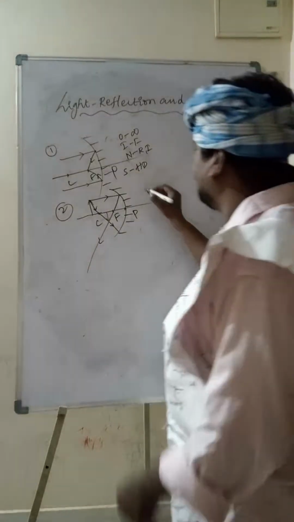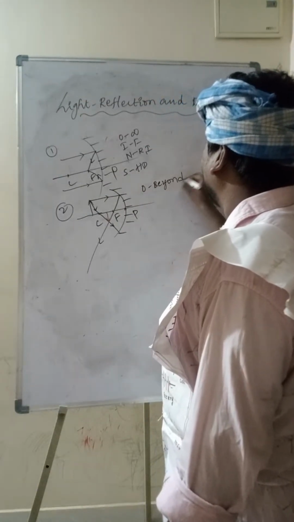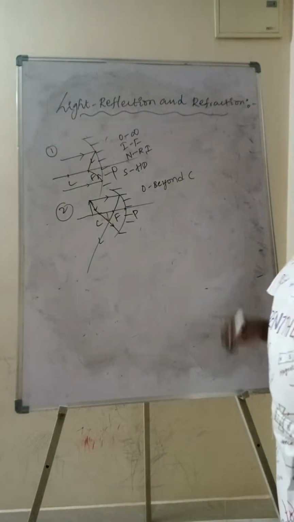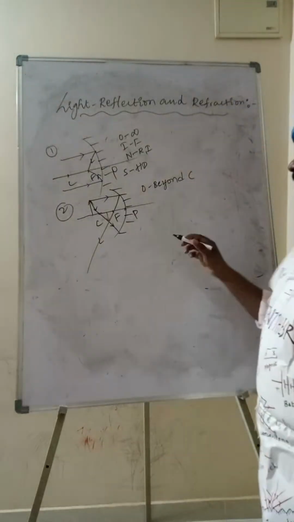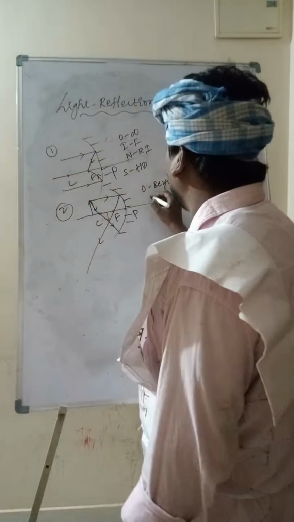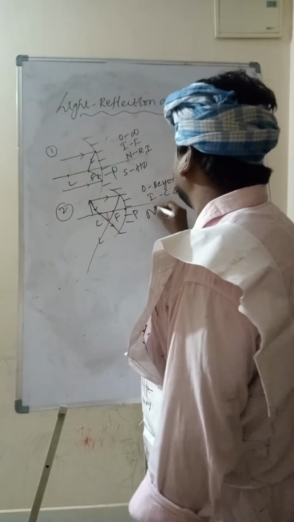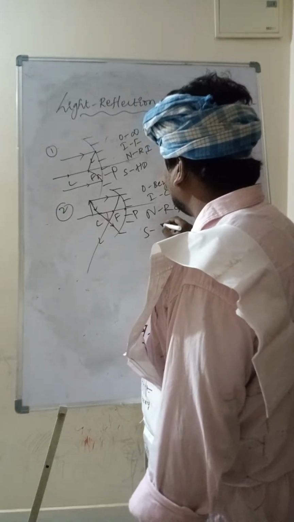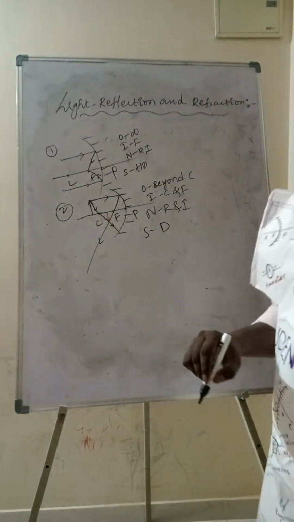So the object is beyond 2F1. The object is beyond C. Actually, I was thinking of a 2F1 lens, so that is in lens. Now here in the mirror, the image will form between C and F. Nature of the image is real and inverted, and the size of the image is diminished. Compared to the object, the image size is decreased.